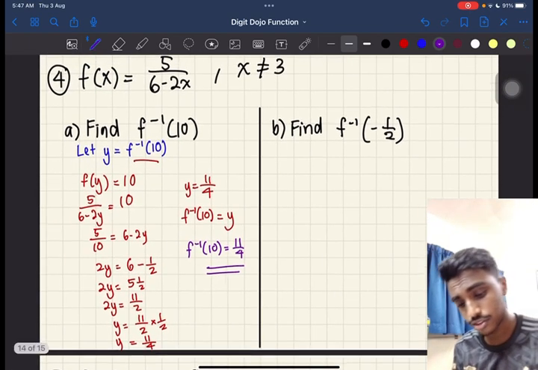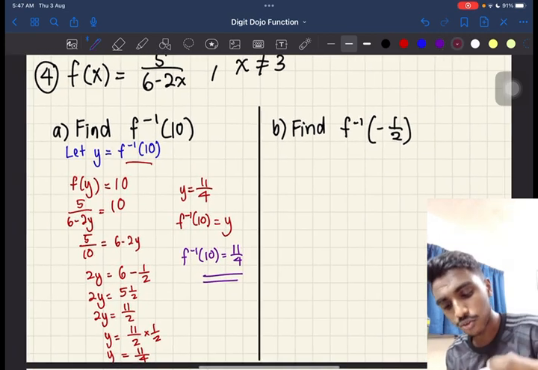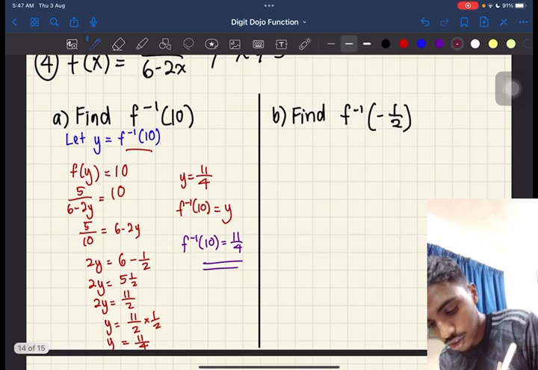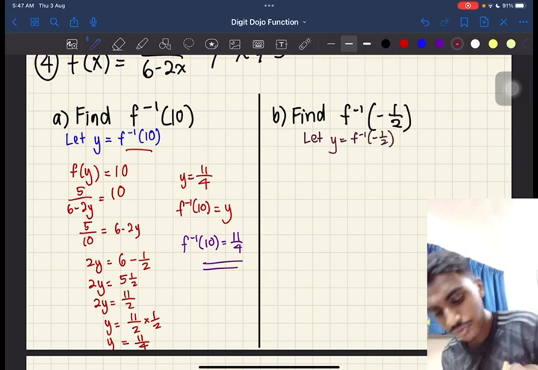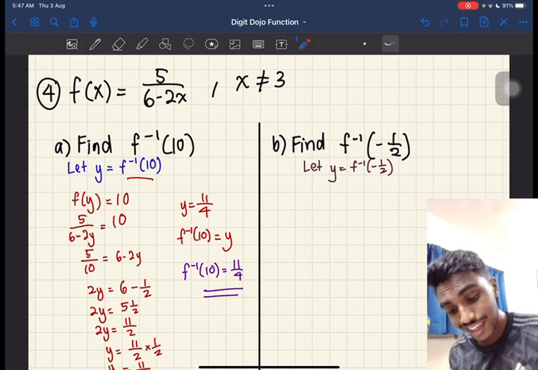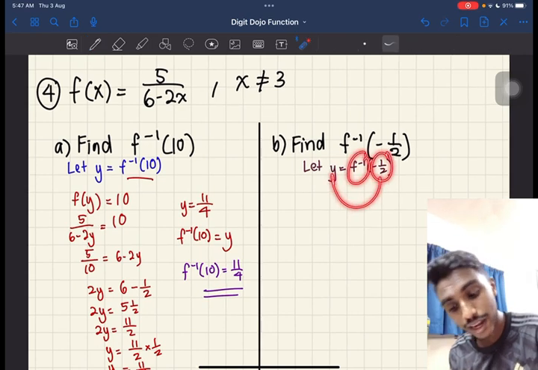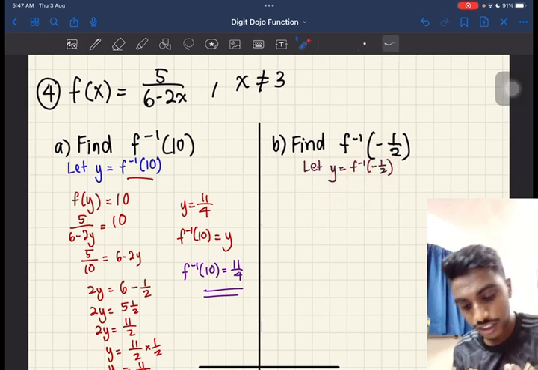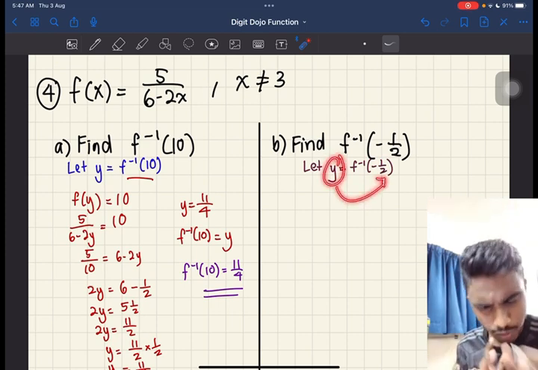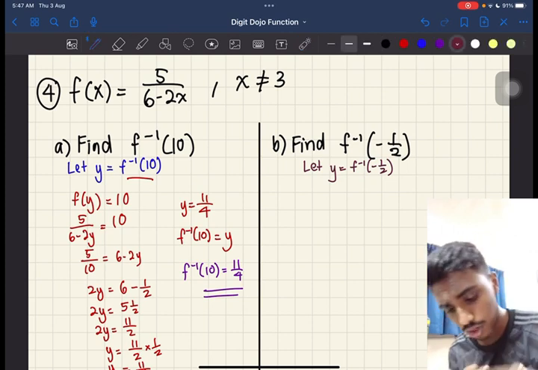Okay, let's try another question. What's our very first step? They're asking inverse. Let's assume y to become f negative 1 of negative 1 over 2. Now, you are doing inverse for negative 1 over 2 to get y, which means you do the normal function for y, you will be getting this negative 1 over 2.